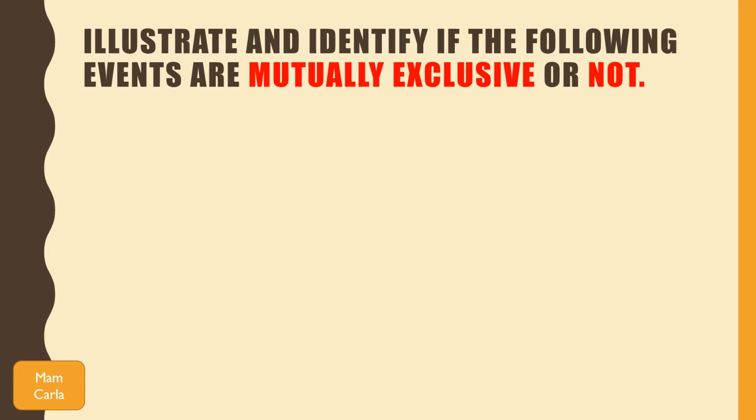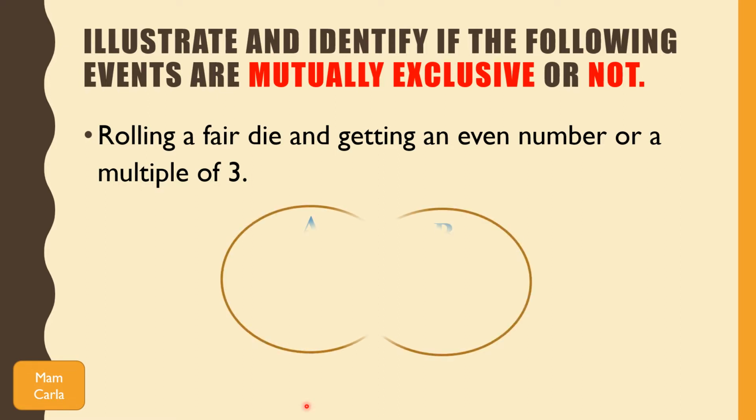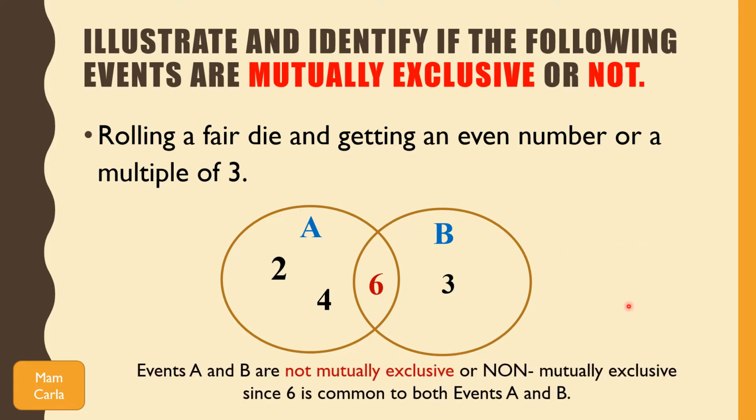Let us deal with the next problem. Rolling a fair die and getting an even number or a multiple of 3. Let us illustrate that using a Venn diagram. Event A here, these are the even numbers, and event B, these are the multiples of 3. So we say that events A and B are not mutually exclusive, or non-mutually exclusive, since 6 is common to both events A and B.